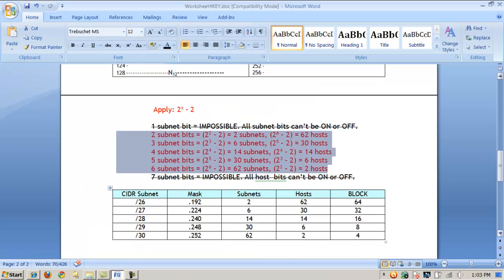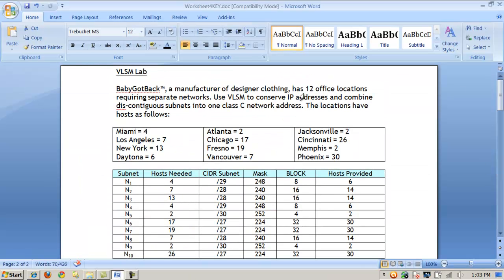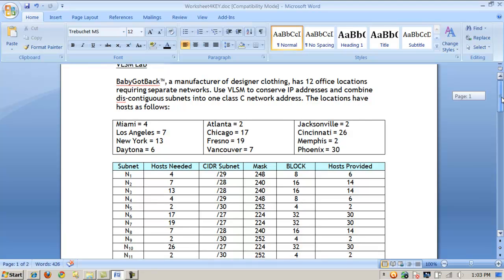Let's look at another example. We'll make up a fictitious company: Baby Got Back, manufacturer of designer clothing. They have 12 office locations requiring separate networks. Let's use variable length subnet masking to conserve IP addresses and combine discontiguous subnets into one Class C network address. The locations have hosts as follows.